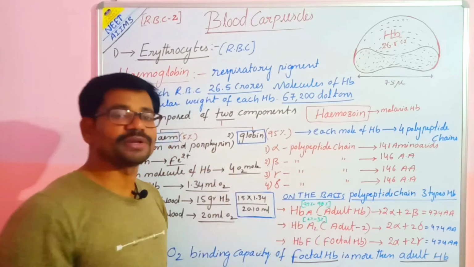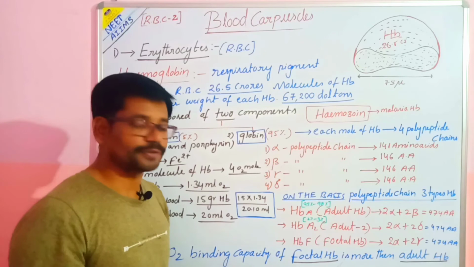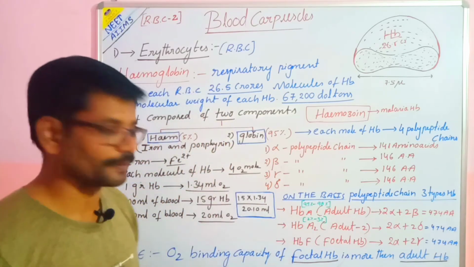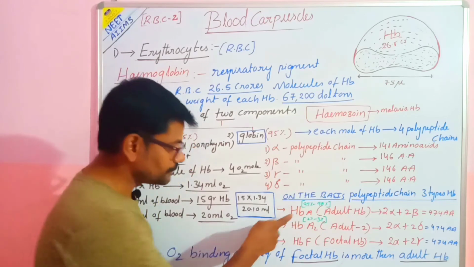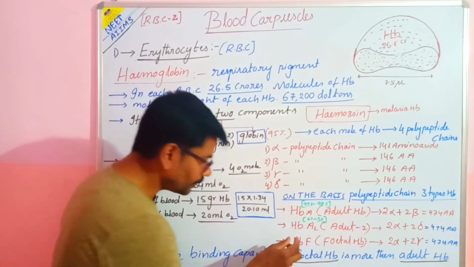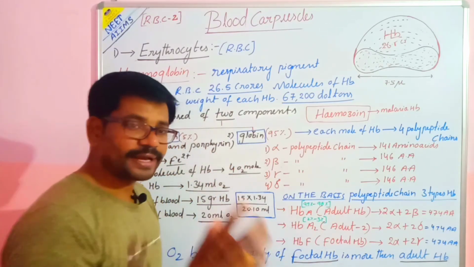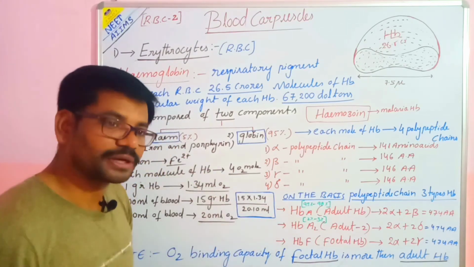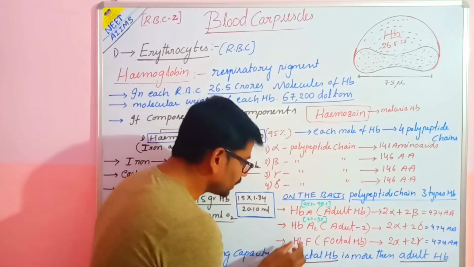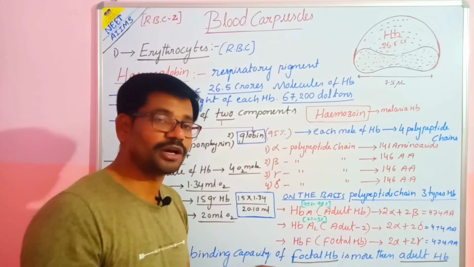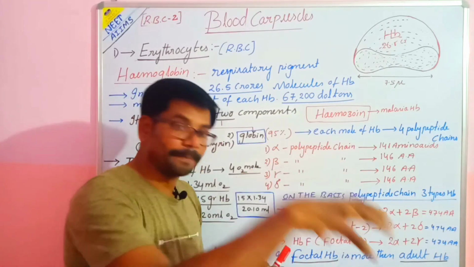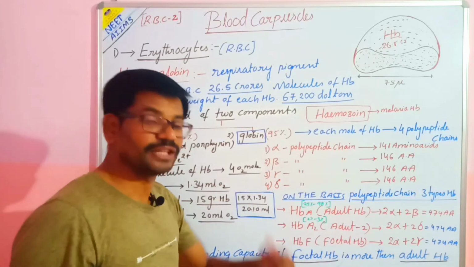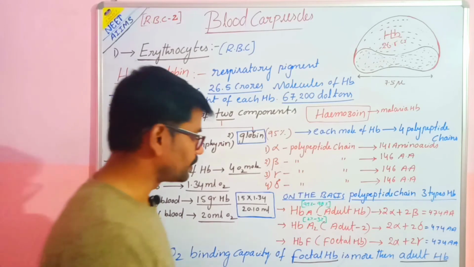When we are in the embryonic stage, a special type of hemoglobin is present, called hemoglobin F, the fetal hemoglobin. Compared with HbA and HbA2, fetal hemoglobin has more binding capacity for oxygen, because fetal hemoglobin has to bind the oxygen from the mother's blood. So it should have more capacity than the adult hemoglobin, right?